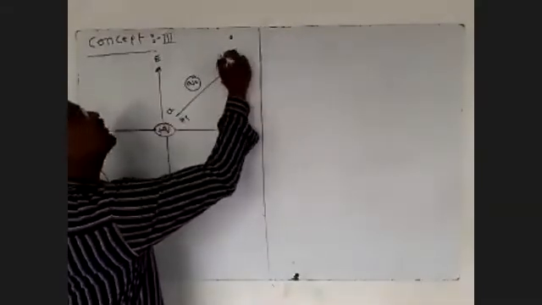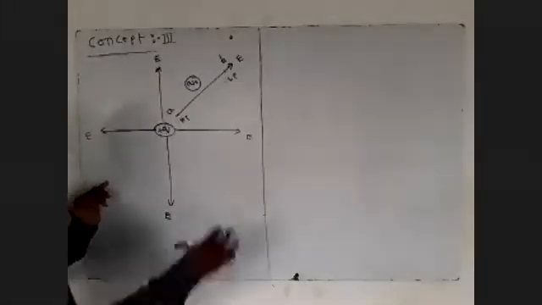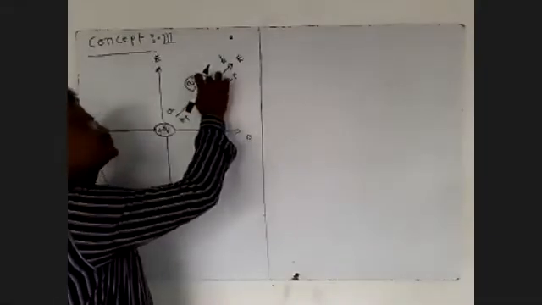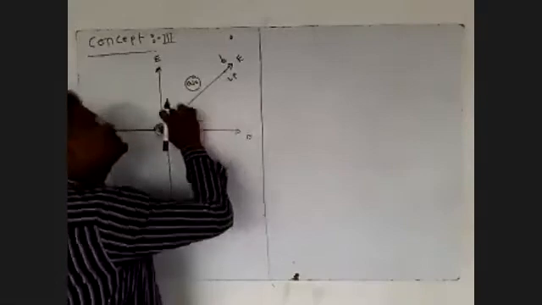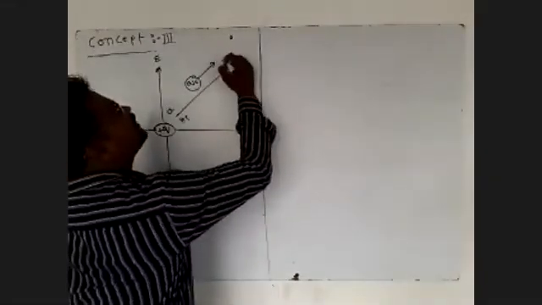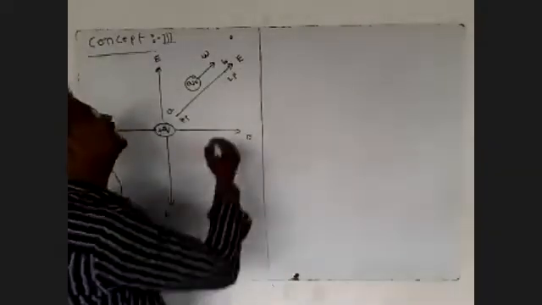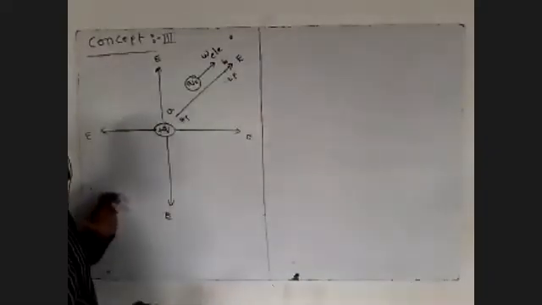I'm taking point a. This is a positive charge, and this test charge is also a positive charge. This positive charge will repel the other charge in this direction. So this is what we call the work done by the electric field.